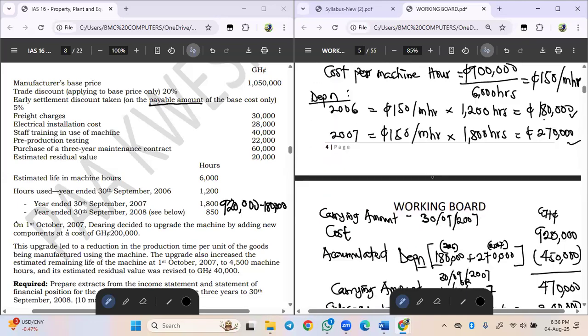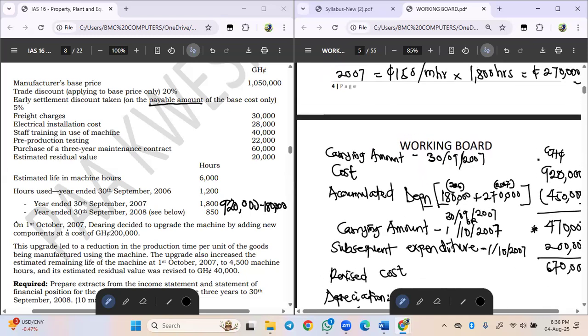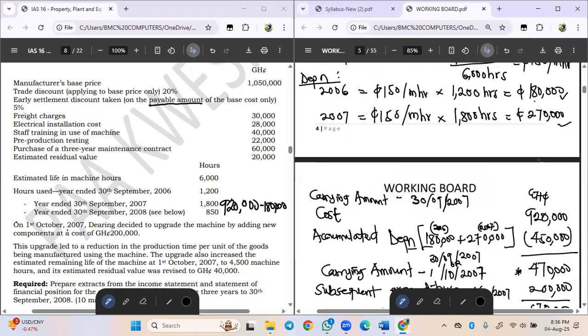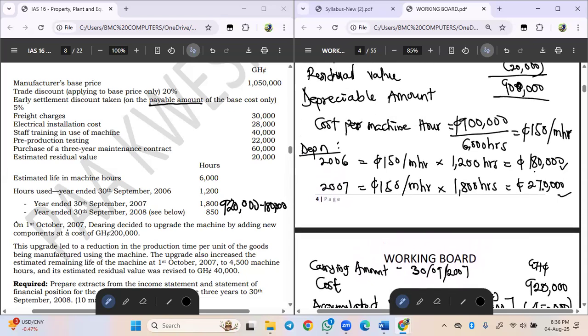470. Thank you. So it's even here, this one. So what you do is the cost minus accumulated depreciation. That is the net book value for 2007. So you only deduct the depreciation charge for 2007. So you do 920 minus 270.